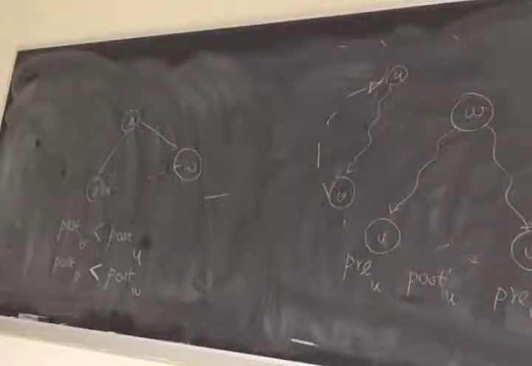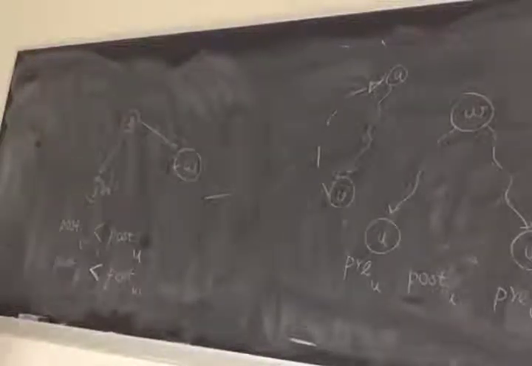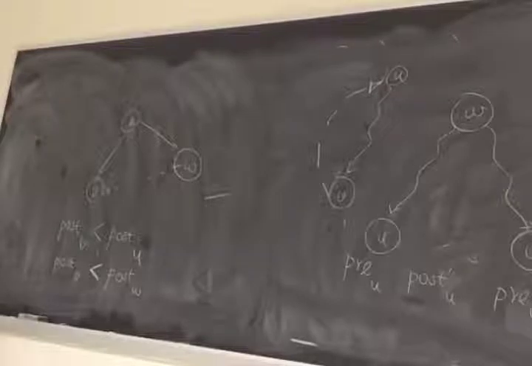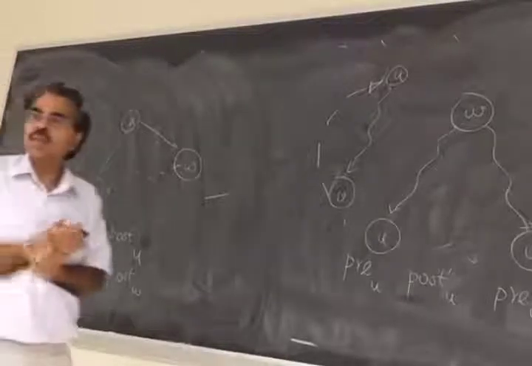Okay, and ultimately, the third bullet says that every DAG has at least one source and one sink, right? So why is that the case? Why must every DAG have at least one source?